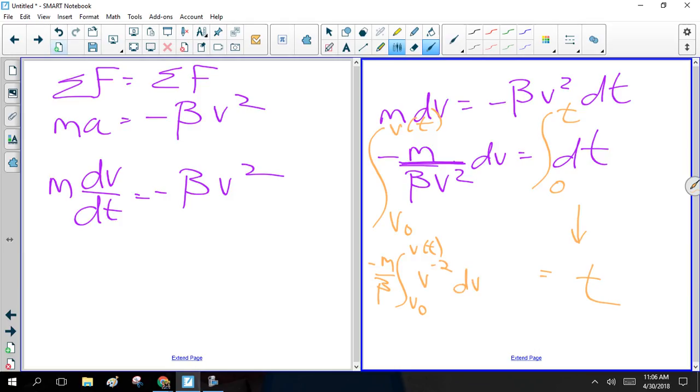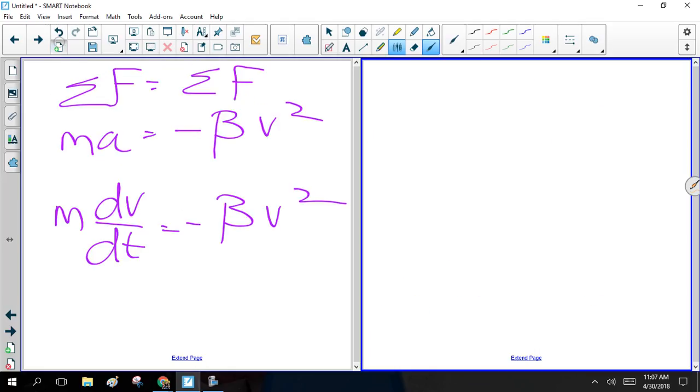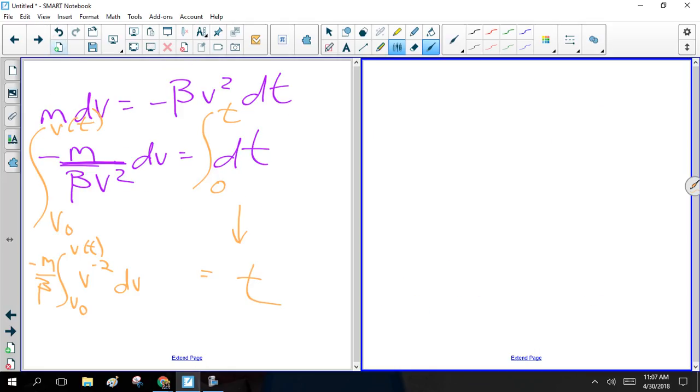Everybody see what I did? I pulled the constants out, and I don't like 1 over v squared, so I just wrote it as v to the negative 2. Cool? So now you just use the power rule. What would I have to take the derivative of to get v to the negative 2? Negative v to the negative 1, right? So now my t is still t. On the other side, I've got negative m over beta times negative v to the negative 1, evaluated between v naught and v of t.